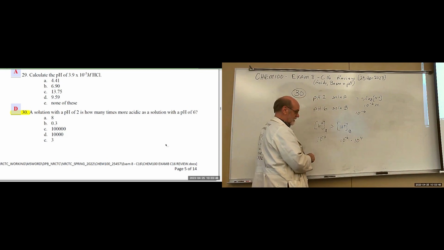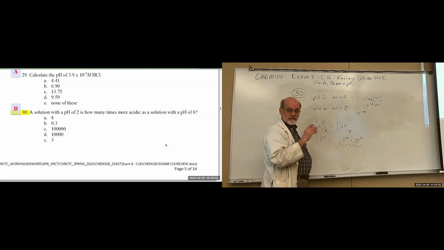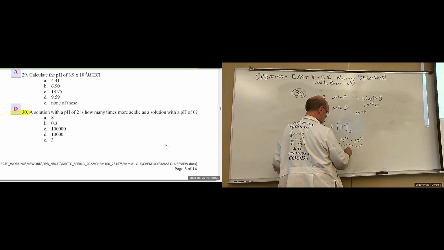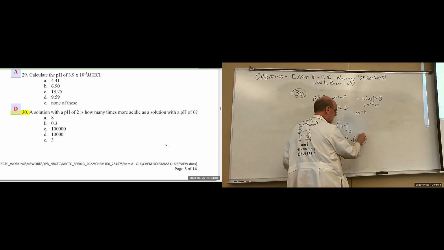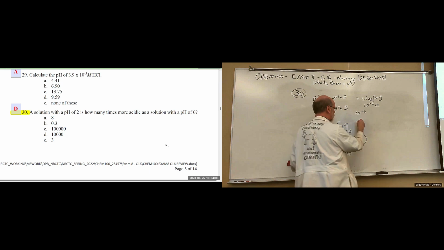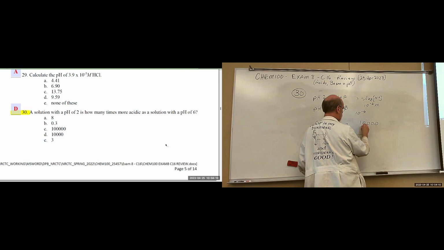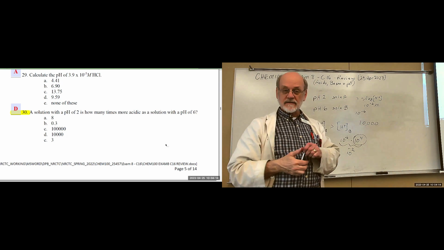Right? Because of the mathematics of powers of 10, minus 6 plus 4 is minus 2. Right? 10 to the minus 2. So it's 10 to the 4th times bigger. So what's 10 to the 4th? It's got 4 zeros: 1, 2, 3, 4. 10,000 times. So the answer is D.